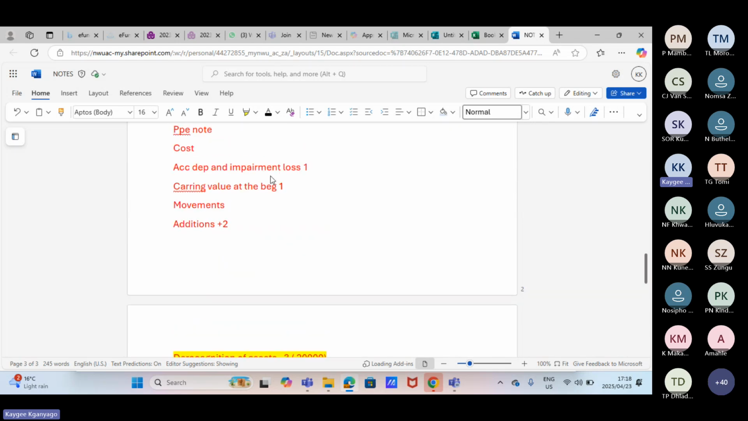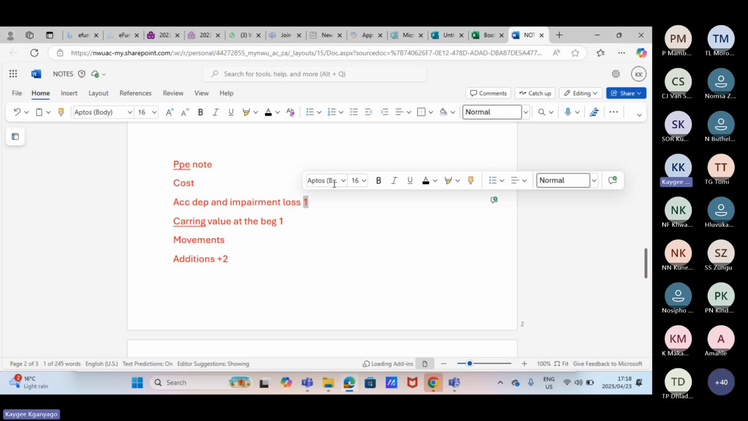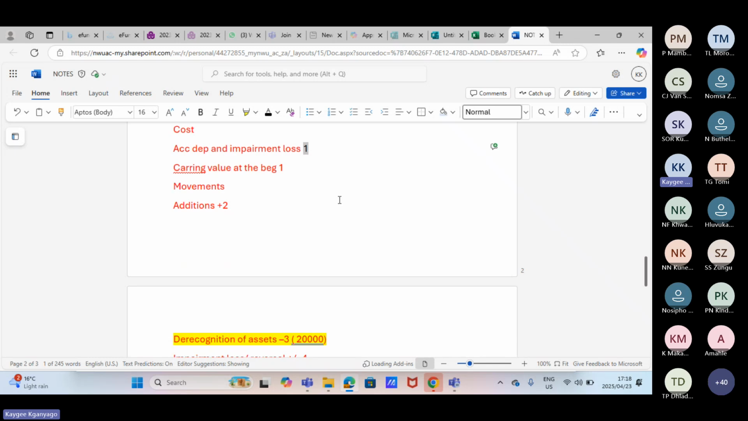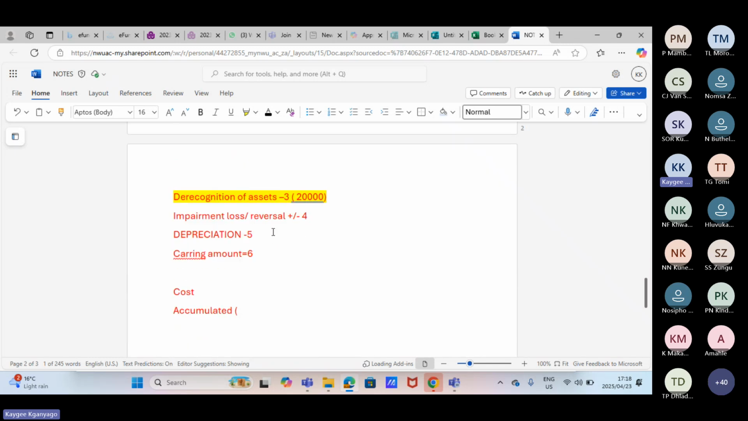I'm going to change color here. It's going to be this one, accumulated depreciation at the beginning plus another plus or minus, ne? This plus or minus, remember, it's impairment loss. If it's impairment loss, it's plus, but if it's impairment loss reversal, it's plus. Oh, no, I think I'm making a mistake. If it's impairment loss reversal, it's minus. If it's impairment loss, it's plus. Did you hear what I said?